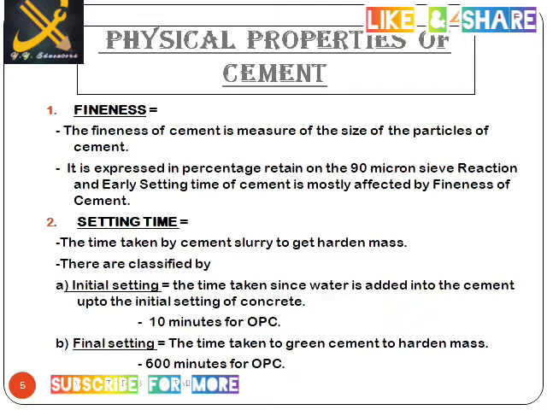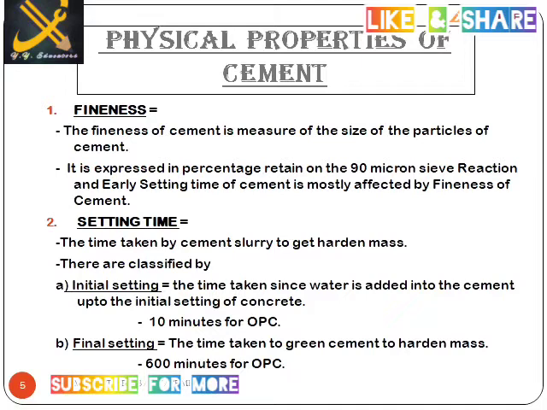The second property is setting time. It is the time taken by the cement slurry to become a hardened mass. It is classified into initial setting time and final setting time. Initial setting time means the time taken from when water is added to the cement up to the initial setting of the concrete. It is 10 minutes for ordinary Portland cement.